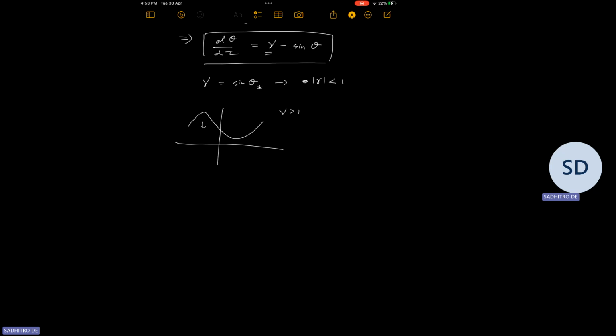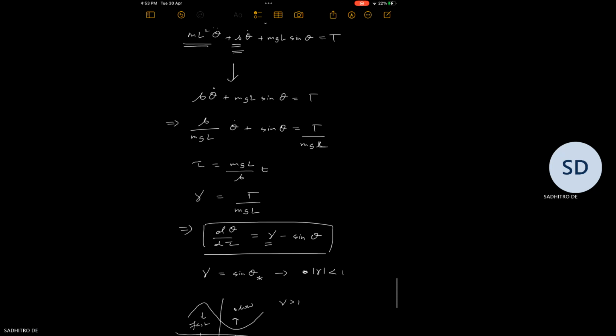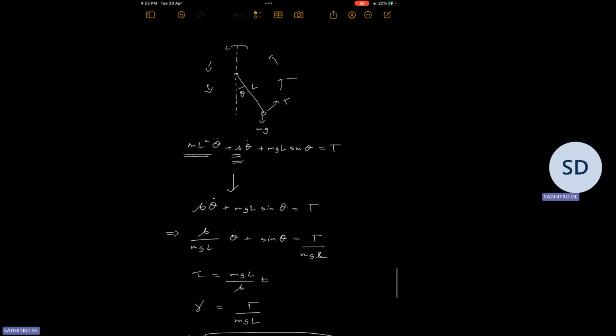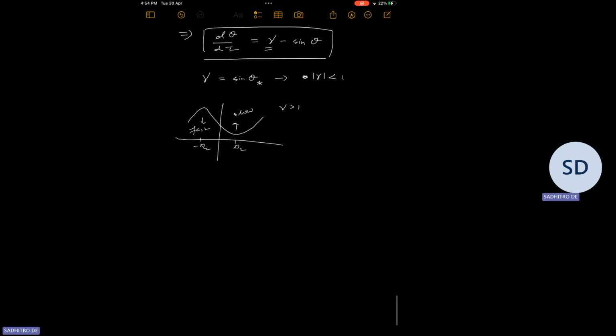So this is the fast part of the oscillation, and this is the slow part. So the oscillation is fast when the pendulum is at the bottommost position and slow when it is at the topmost position. So slow on the right hand side, it's pi by 2, and fast on the left hand side, minus pi by 2. So pi by 2 would be somewhere over here. This portion is minus pi by 2. So the oscillation of the mass is fastest over here and slowest on the other side.